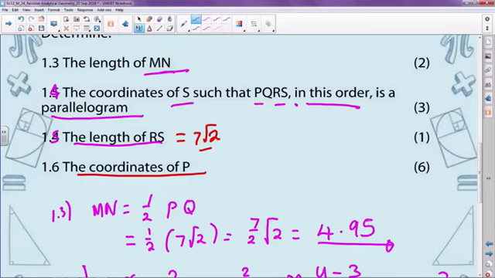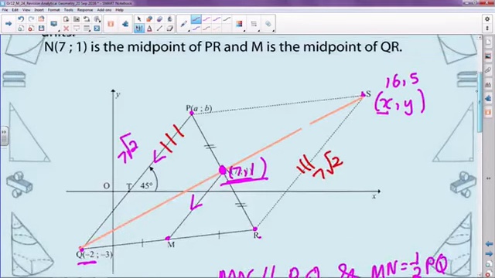Okay, let's go straight into the next one. Now, this one is a little bit longer. You're asked to find the coordinates of P. Now, when we locate P on the diagram, have a look at where P is sitting. P is on one of the vertices of your parallelogram. It has coordinates (a, b). We don't know what the coordinates of R are. All we've got is the coordinates of S, and the coordinates of Q.